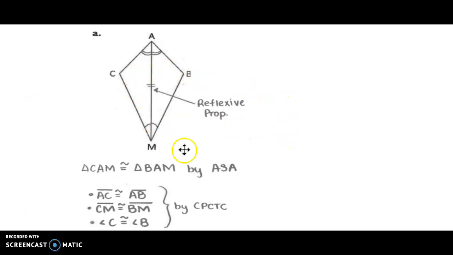So in this example here, you were given this figure and these two triangles here, triangle CAM and BAM are congruent by angle side angle. Or don't forget reflexive property. And here's a visualization. If they're congruent, then by CPCTC, that means AC is congruent to AB, CM is congruent to BM, and angle C is congruent to angle B because you already proved the triangles to be congruent.